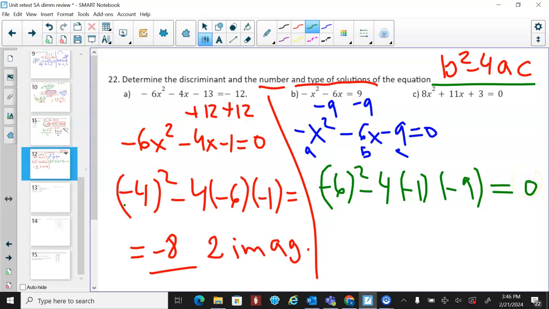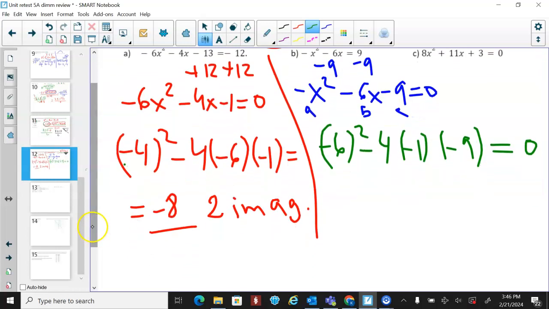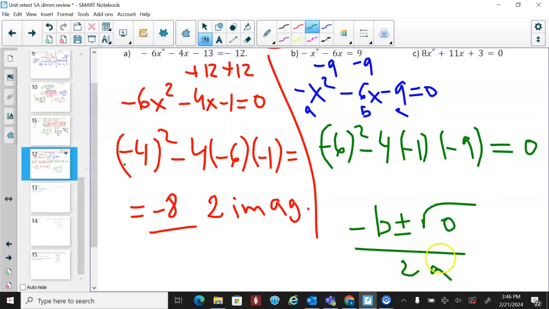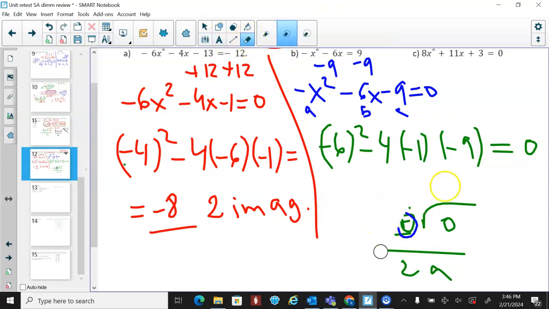What does 0 mean? If I have a formula of negative b plus or minus the square root of 0 over 2a, I am going to end up having one answer because you're adding zero here. So you're not getting two answers. You're getting one answer. So when you have a discriminant of 0, that means you have one real solution.